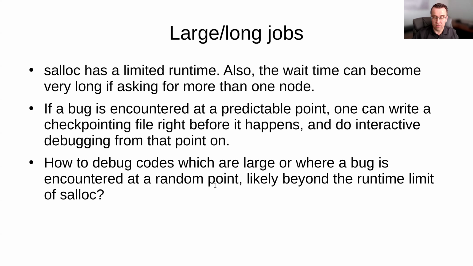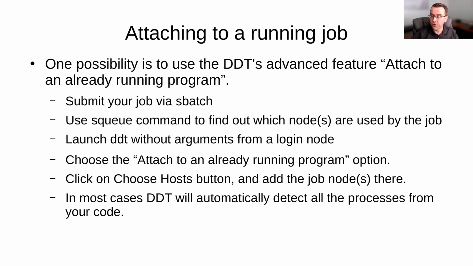But what if it doesn't work? For example, the bug you encounter happens at a random point, or you have to wait forever for it to happen, or you need more resources than you can allocate with salloc. Another trick you can do for these situations is an advanced feature: attaching to an already running program. I have instructions here. I don't have time to do a live demonstration, but basically the way to do it is you submit your job via sbatch. It's like a regular non-interactive job submission.